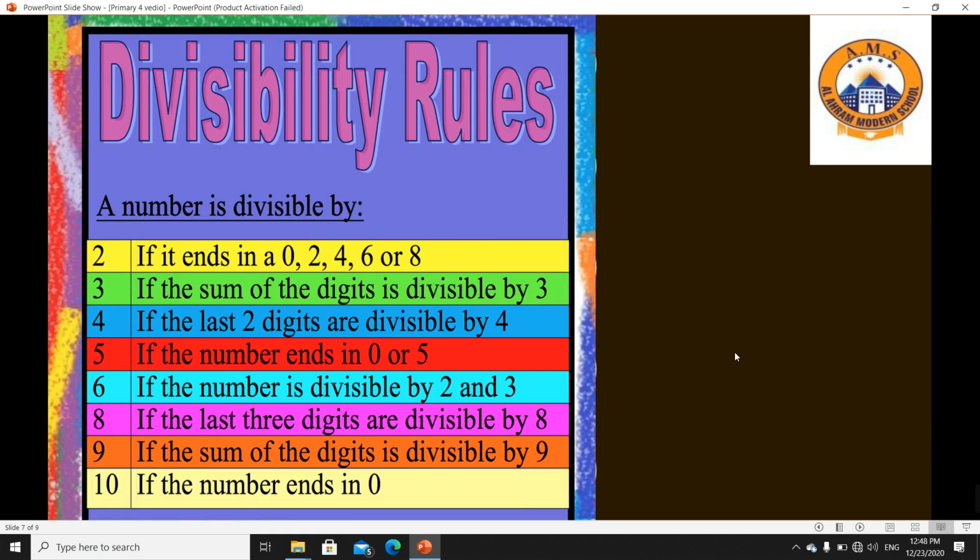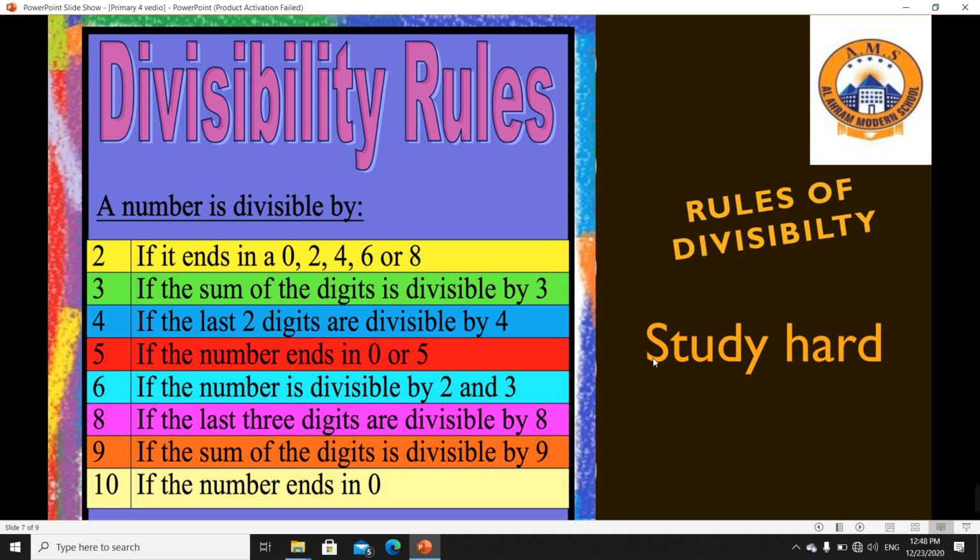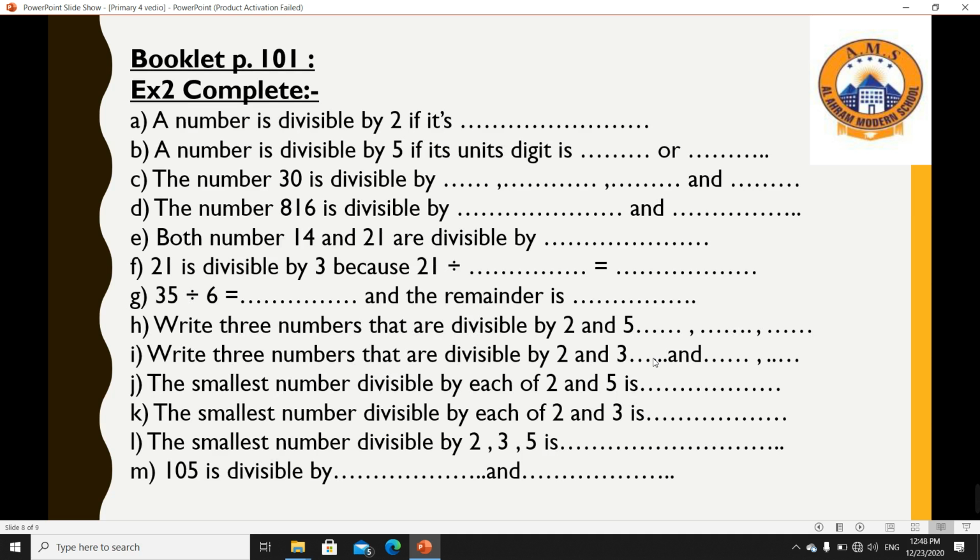These are some divisibility rules. I need you to study them. We took 2, 3, 5, 6, and 10. I wrote for you 4, 8, and 9 just to know them, but it's not important to study them. Hope you understand and you can start to solve with me. Are you ready? Your booklets, please. Page 101. Let's solve together.